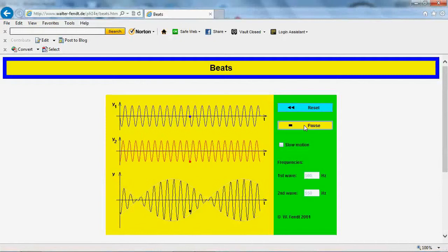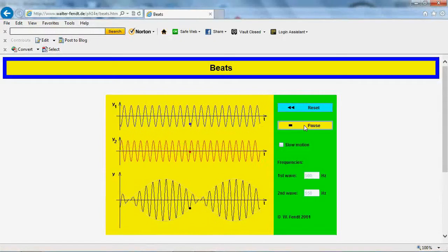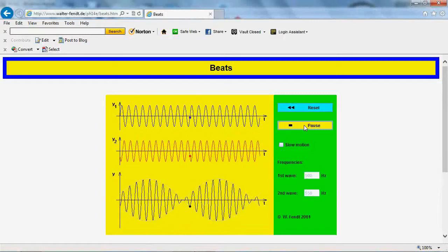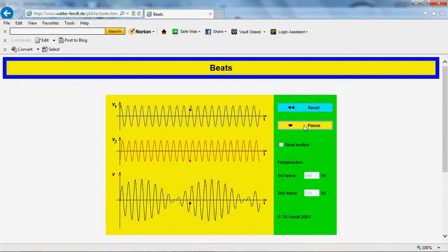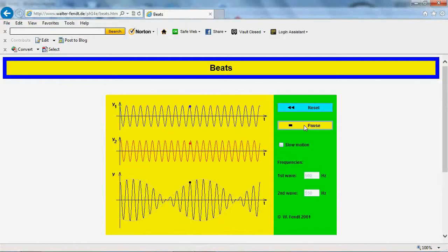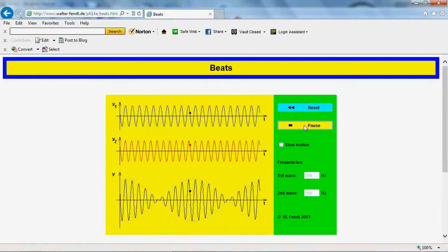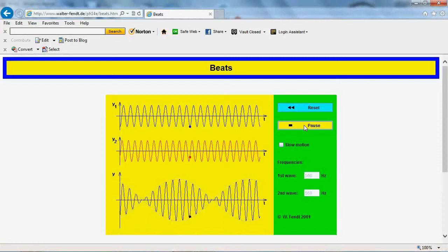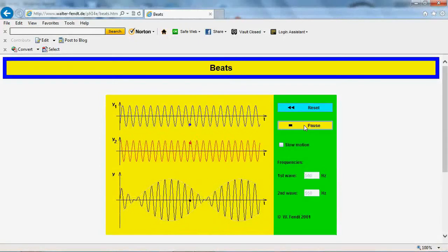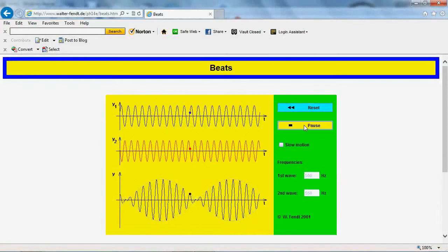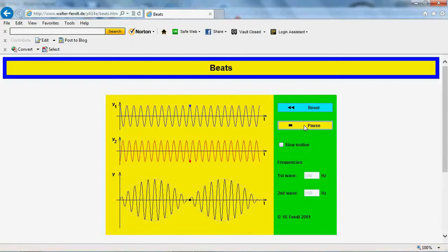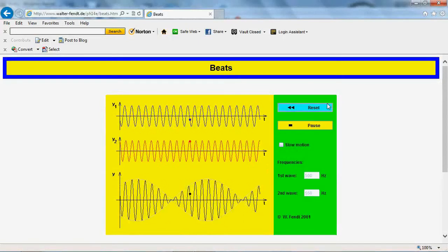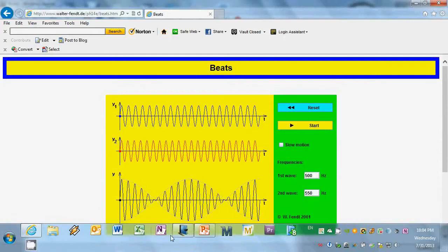Now you would actually hear these pulses occur if you had two speakers that had slightly different frequencies. You would actually be able to hear this pulse, and it would sound kind of strange. I hope I can bring my guitar in and show you this. So now let's take a look at the mathematics behind pulses.